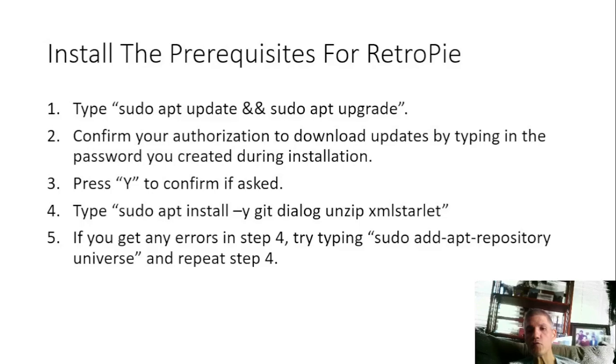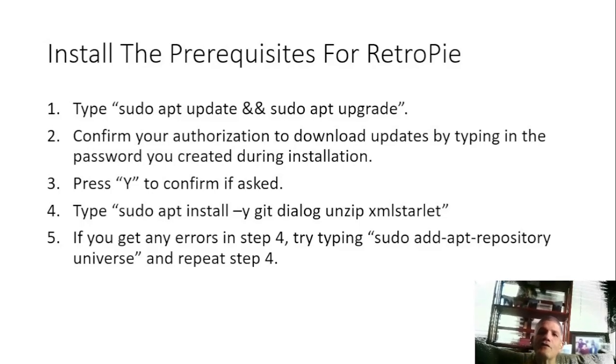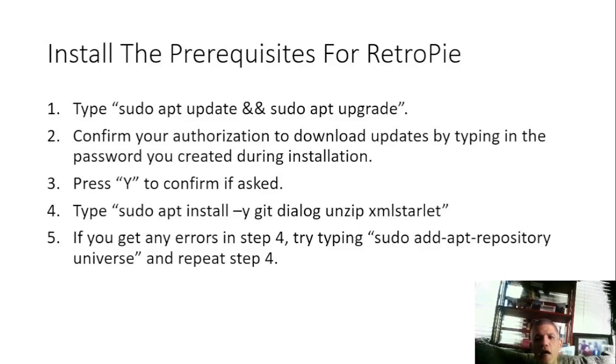Then we're going to run sudo apt install -y git dialog unzip xmlstarlet. Those are 4 packages we will install. If we receive an error message, which I might just go ahead and add the repository anyway, we're going to run sudo add-apt-repository universe and then run the command just to make sure we don't get any error messages trying to install those packages. So let's carry on.